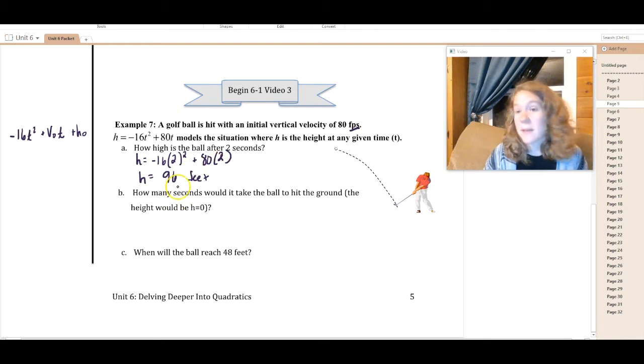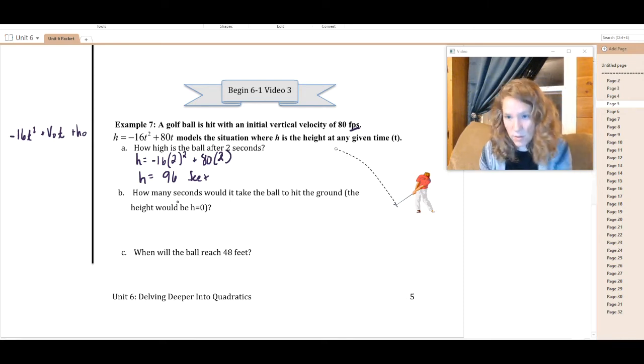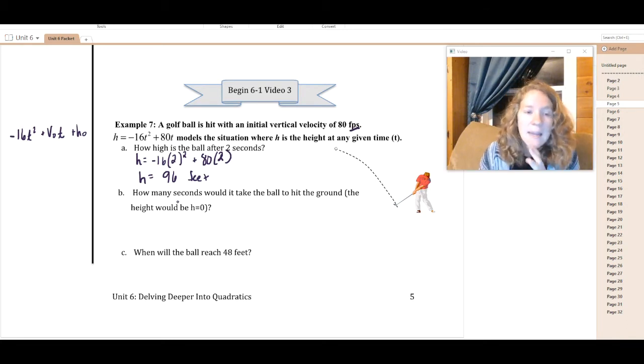Okay, so let's look at part B and see if it's as easy as part A. How many seconds would it take the ball to hit the ground? Okay, so a little less easy, because now I don't know t. Instead, I know the height that I'm looking for. I'm looking for what is t going to be when h is 0. Anytime I ask you about when the ball hits the ground, or when the ball finishes its flight, or whatever the thing is, I'm expecting you to know that that means your height is 0. Because if it's on the ground, it doesn't have a height. Its height is 0. In terms of the coordinate plane, that's your x-axis.